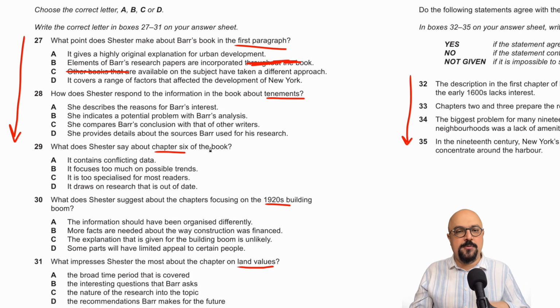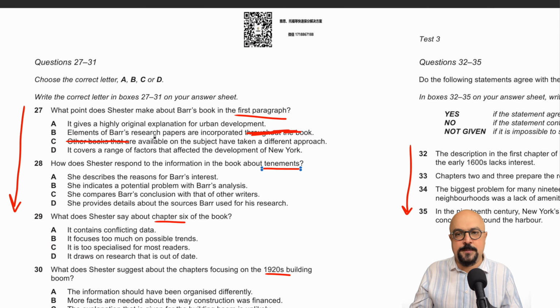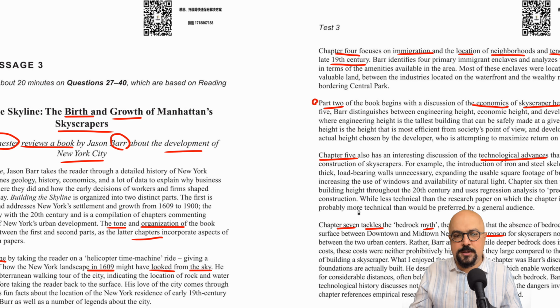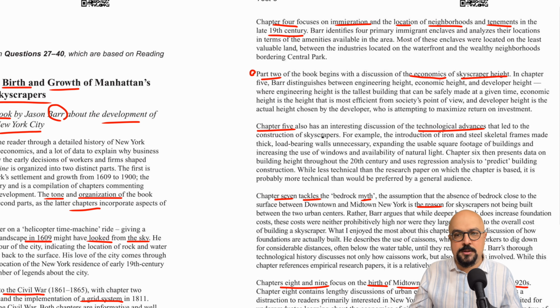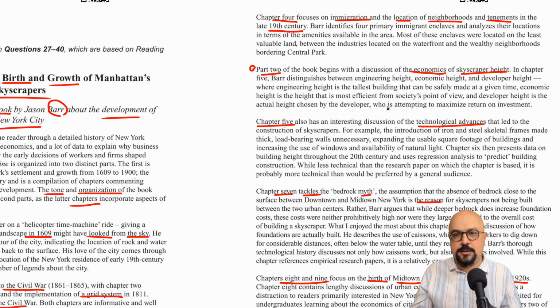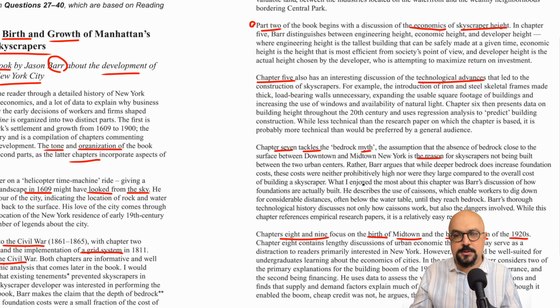Now, we can move on to the next one. I remember this word, but yeah, and we also have chapter 6. So let's see. This has to be before 6. We can answer 29, or we can find this word. Chapter 6, chapter 5, chapter 7. Where is chapter 6? Chapter 4, chapter part 2, chapter 5. Okay, here. Where is chapter 6? We need to scan for chapter 6 somewhere.